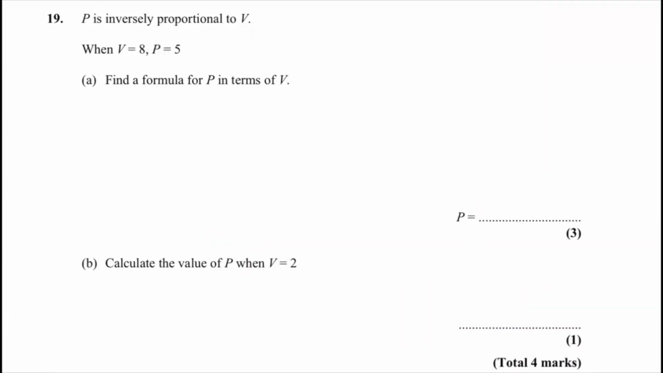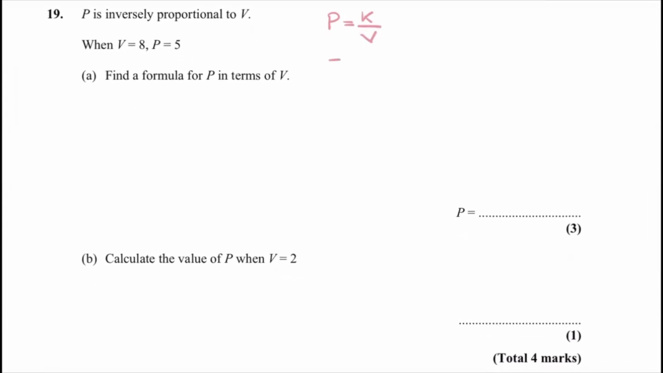Okay, so P is inversely proportional to V. So we'll set this up immediately with our constant of proportionality. P is equal to K, and because it's inverse, it will be divided by V. I'm then going to pop in the information that they've given me. So P is 5, K over V 8. And then that will just go land as times, and we'll work out that K is equal to 40. So our formula is P equals 40 over V.